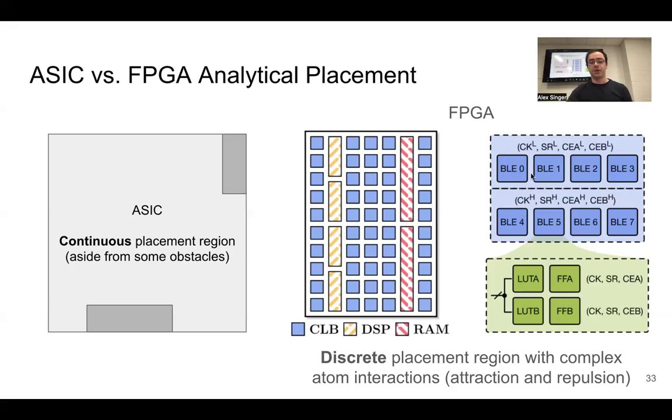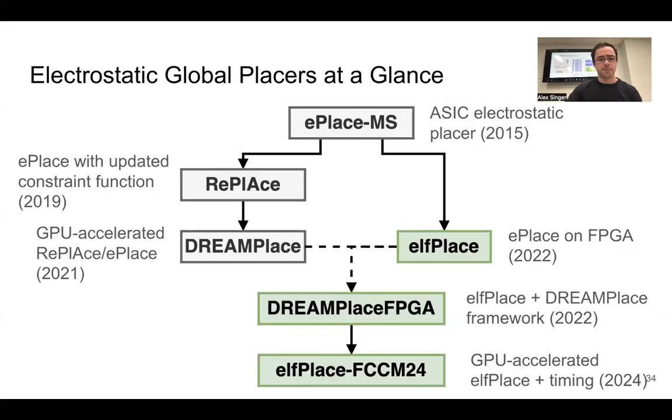We need to be able to handle that we have different types of blocks that can go to different types of regions. So it's a discrete placement region with complex atom interactions, attractions and repulsions. So the paper I want to talk about today that tries to tackle this problem is elfPlace, which builds off of ePlace and tries to put it onto FPGAs. And how do they handle that problem?